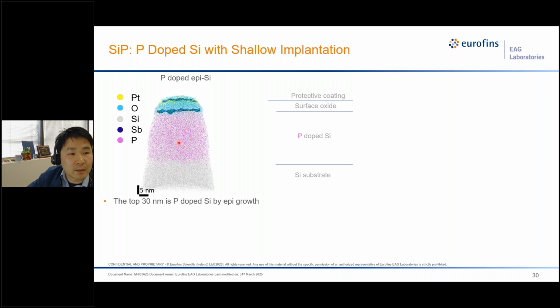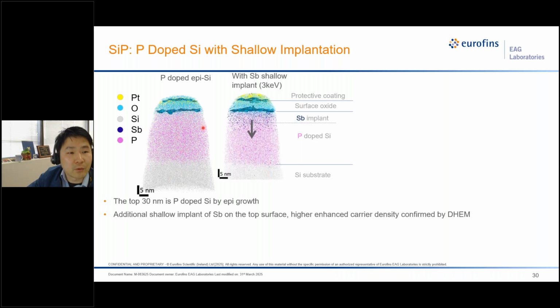We have a second type of sample that received a shallow implantation of antimony on the top surface, where the distribution of the antimony can be clearly observed as the blue dots in the reconstructed data. So these are essentially the same sample, but one with the silicon phosphide and one with the shallow implantation of antimony.